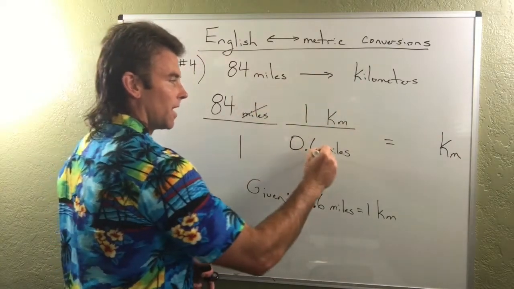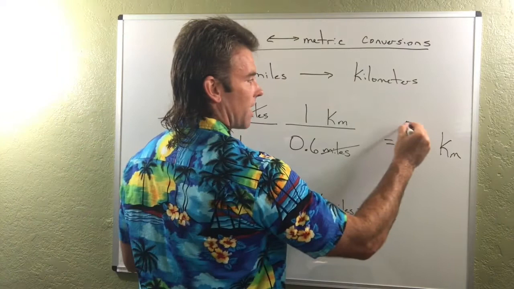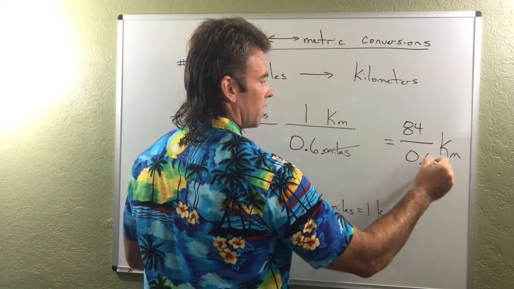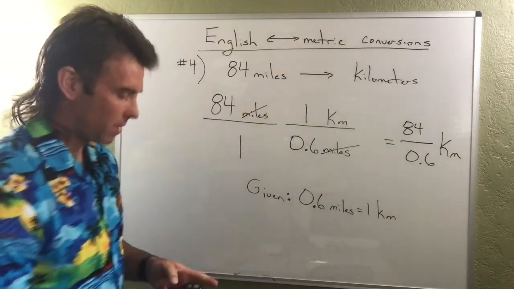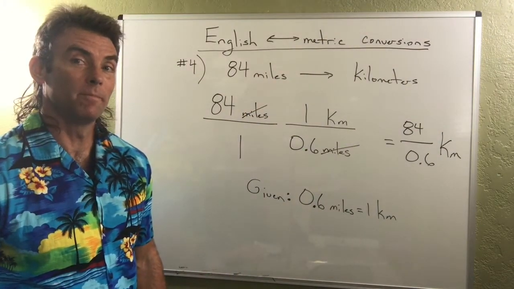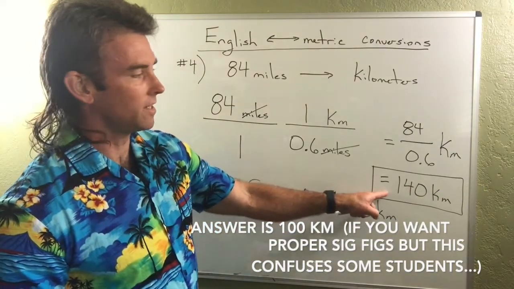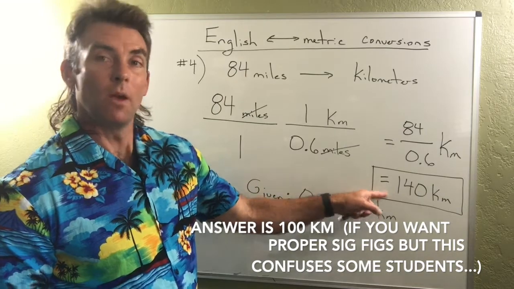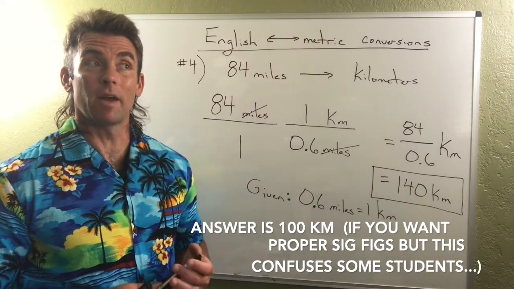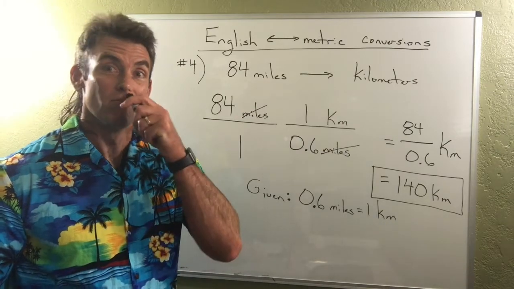You cross out miles, you do the operation, and what you'll notice is that the math tells us we're supposed to do 84 divided by 0.6. So I'll enter that into my calculator and write the answer up here. Okay, the hamsters in my calculator are telling me that the answer is 140 kilometers. One thing that I always do with my conversions, especially back when I was new at it, is always do the sniff test.